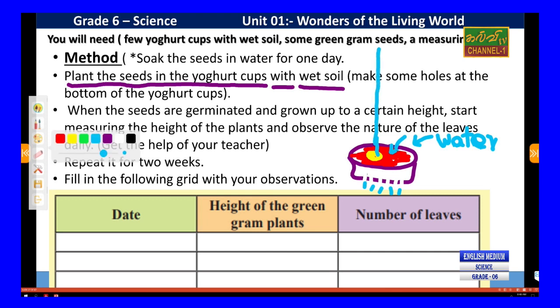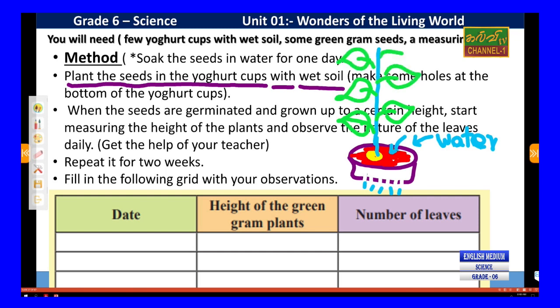When it grows, you can see the number of leaves going to increase. So day by day you have to find the number of leaves and measure the height, right? What is increasing is the size, the height and the amount. That is growth, right?